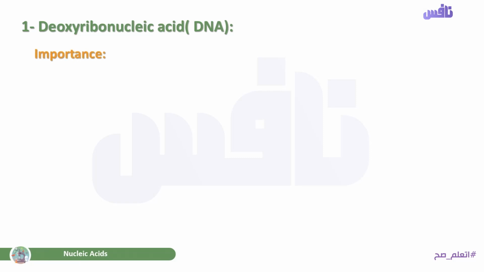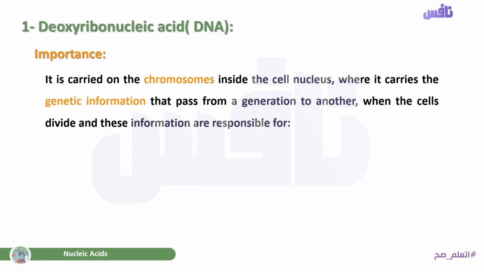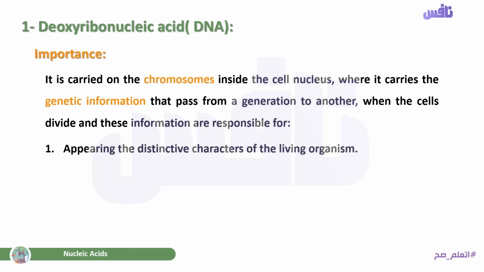Now we need to know the importance of DNA. DNA is carried on the chromosomes inside the cell nucleus, where it carries the genetic information that passes from one generation to another when the cells divide. And this information is responsible for what? For the appearance of the distinctive characters of the living organism and for organizing all the vital activities of the cells.